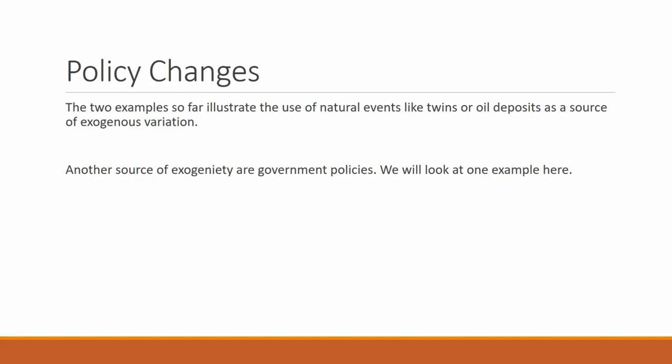Okay, now I'm going to do one more example of a natural experiment, and in this case, I'm going to use a different source of variation. Another common source of variation is the implementation of government policies. Sometimes the implementation of government policies and where and when these policies come into effect can be used as a source of random or close to random variation, and therefore a source of natural experiment.